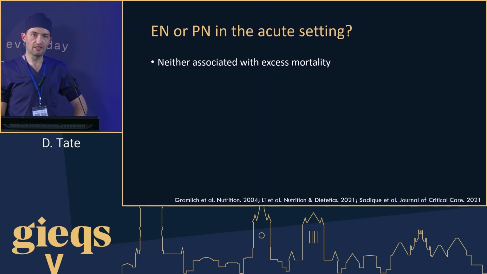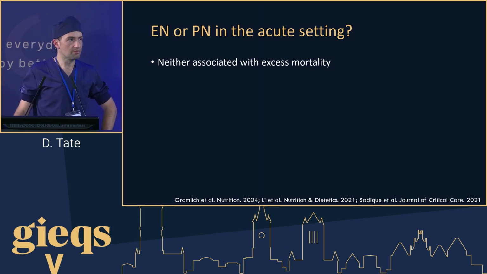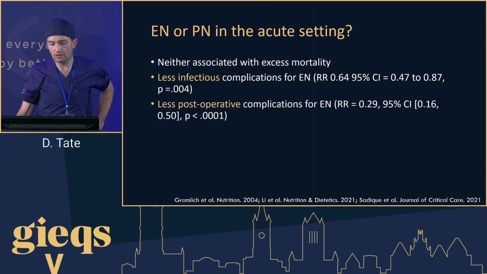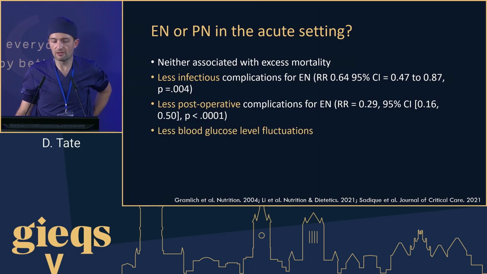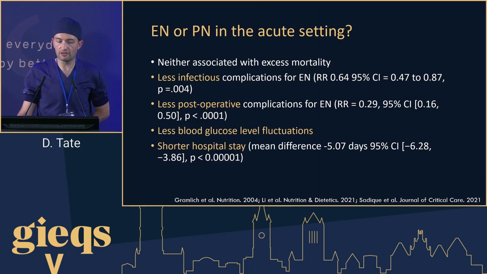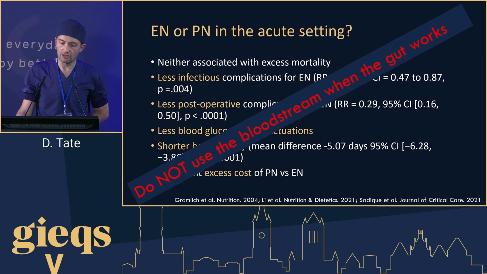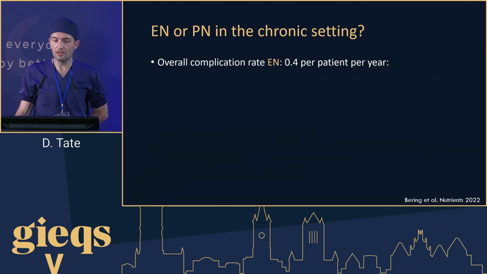And I think it's fair to say that the majority of the adverse events associated with parenteral nutrition occur in the chronic situation, not the acute situation. There are fewer infectious complications for enteral nutrition, fewer post-operative complications, less blood glucose fluctuation, and a shorter hospital stay for enteral nutrition with a significant excess cost. And I think everybody understands that there is an excess cost of parenteral nutrition versus enteral nutrition in the acute situation. Do not use TPN if you can use enteral nutrition.